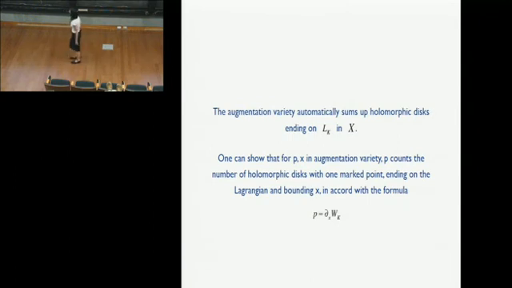So this augmentation variety automatically sums up holomorphic disks ending on X and LK, or more precisely the infinity. Now this is not precisely Gromov-Witten theory, but you might think that any way of counting holomorphic curves should give you the same answer. And one can, in fact, show that for P and X in the augmentation variety, P ends up counting the number of holomorphic disks with one marked point, hence the derivative, ending on the Lagrangian and bounding the cycle corresponding to X. So according to this formula.